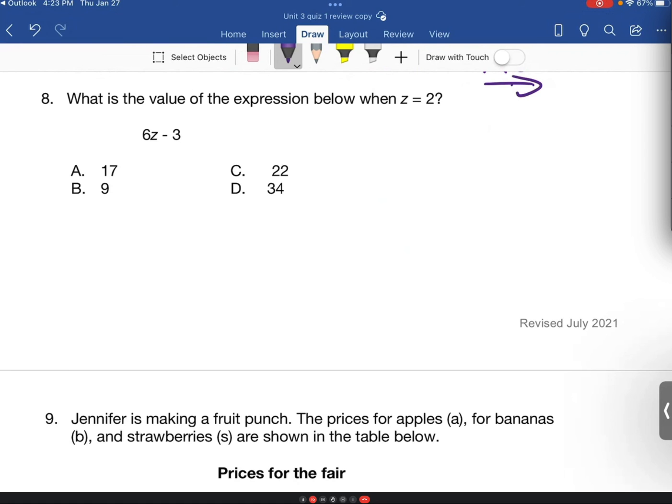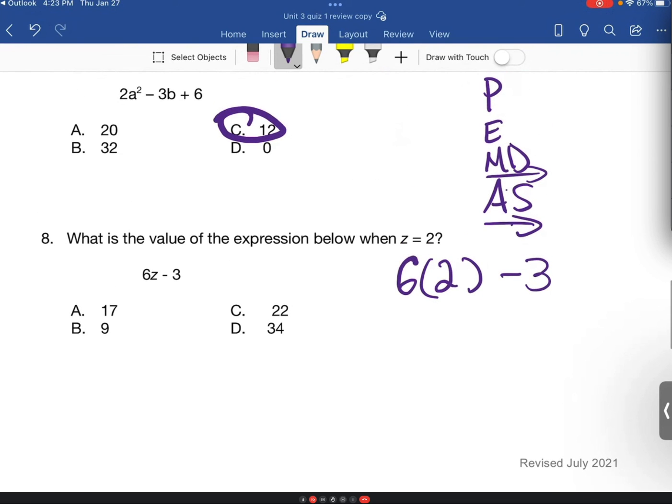What is the value of the expression below when z equals 2? So I am going to substitute or replace z with 2, right? And bring the PEMDAS back, right? I'm going to evaluate. So I have parentheses, right? I have no exponent, right? But with my parentheses, I'm going to do 6 times 2, and that's 12, right? And just bring down the rest. So 12 minus 3, right, is 9. That is B, 9.